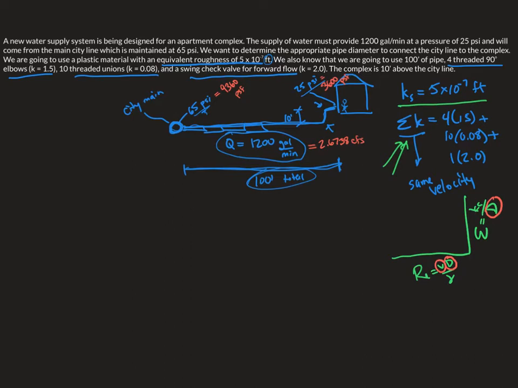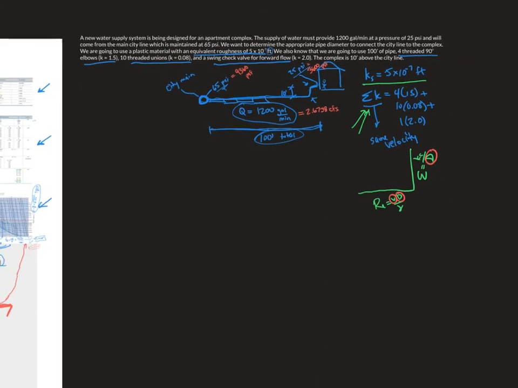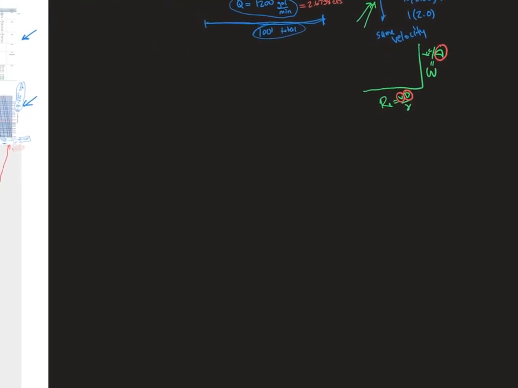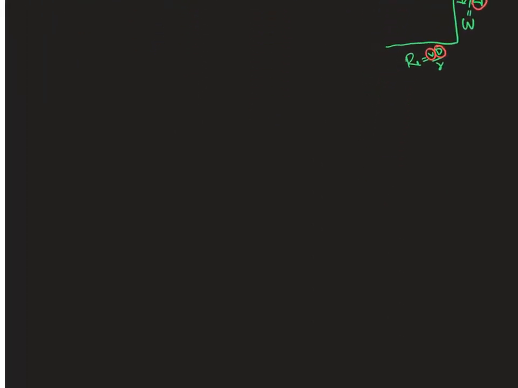Now, if we're doing a type 3, what we're going to do, and I don't know how much room I'm going to need to do this, so I'm just going to put this down here a little bit, is we're going to assume a D. Essentially, we're assuming an answer, but we're going to assume a D. D assumed.